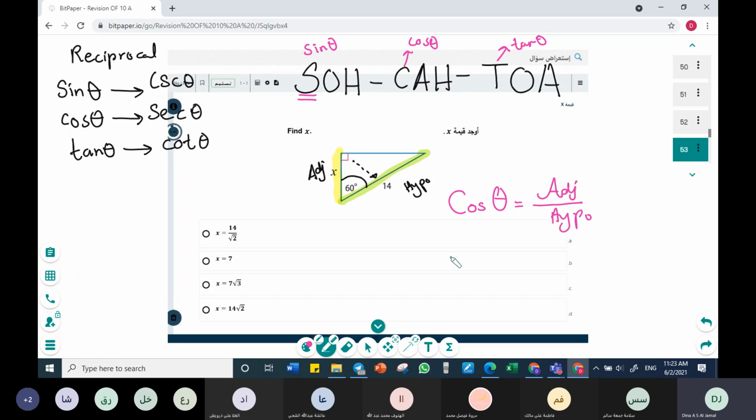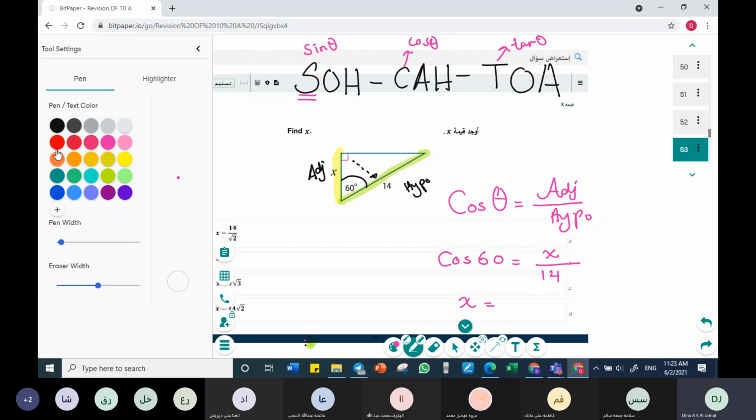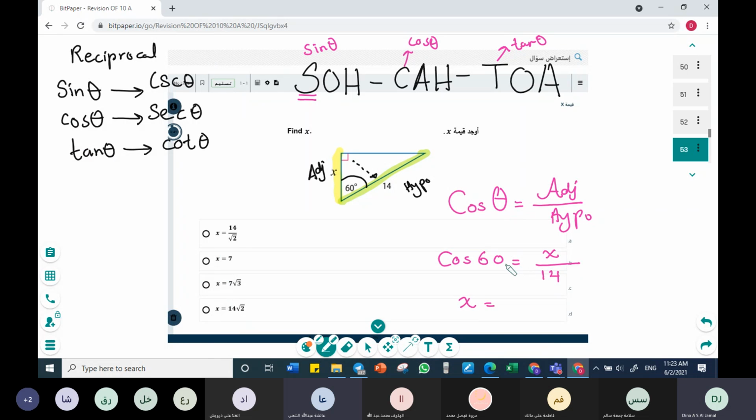So let's have a look. Cosine 60 is equal to x over 14. Solve for x now. How can you solve for x? Multiply by 14, and the answer is 7. Good. The answer is 7. Excellent. Which choice is this? The second one. Good.